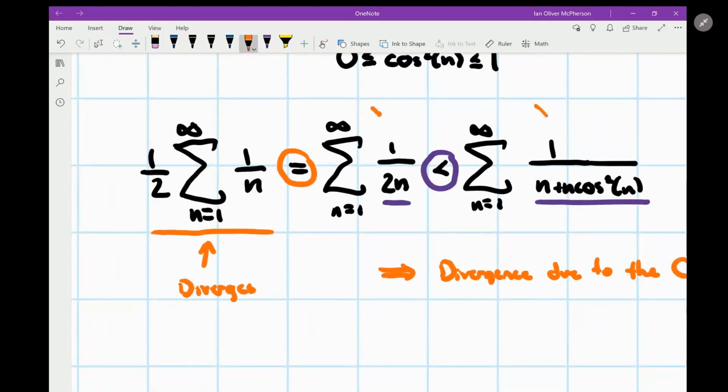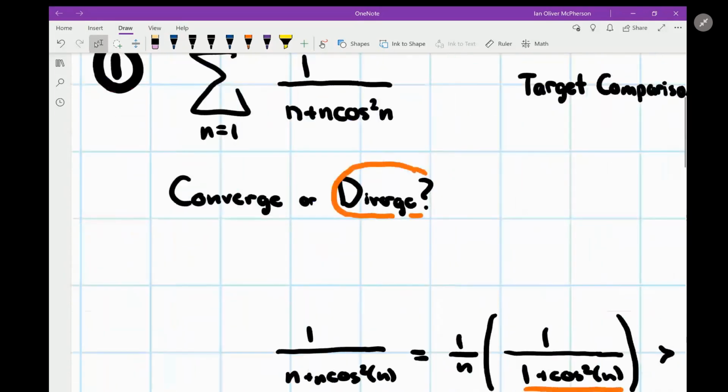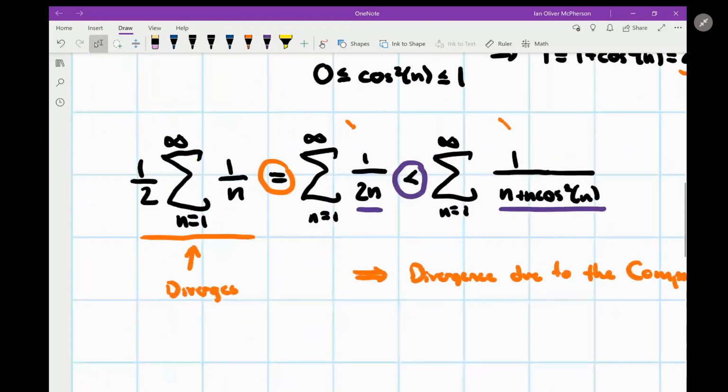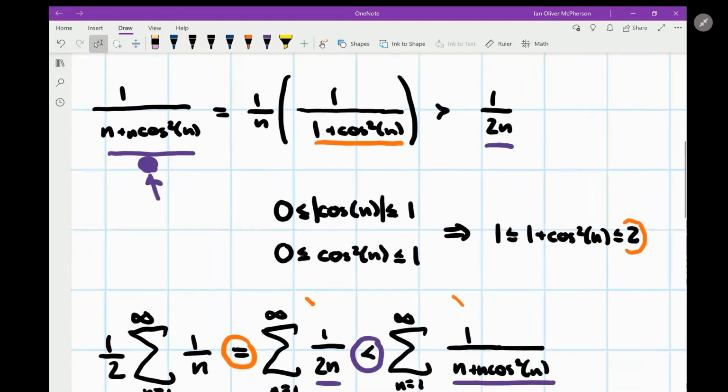Now, since the series of 1 over n diverges, and if you multiply a series that diverges by a constant, it still diverges unless that constant is 0, it follows from the comparison test that the series in question diverges. Again, this is the main argument of this question, and the argument that allows for the purple inequality is given above.